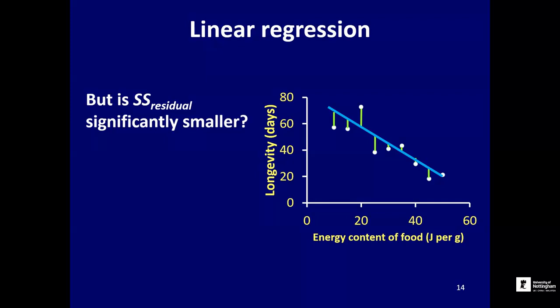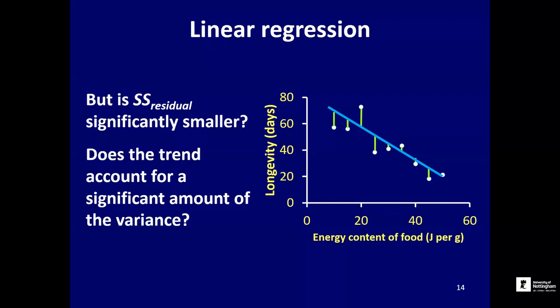So much so that we conclude that the alternative hypothesis is demonstrably a better fit to the data than the null hypothesis. The null hypothesis being that the average longevity is the same regardless of energy content. Another way of saying the same thing is what we're asking here is, is the trend between x and y accounting for a significant amount of the variation in the y variable?